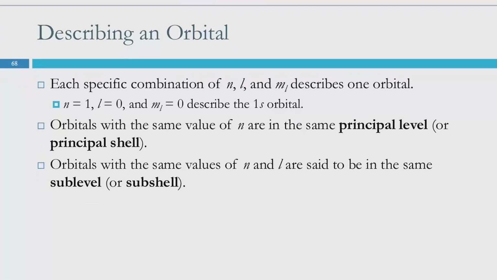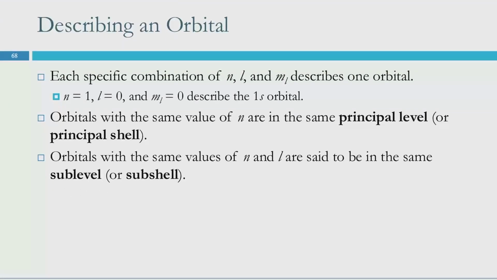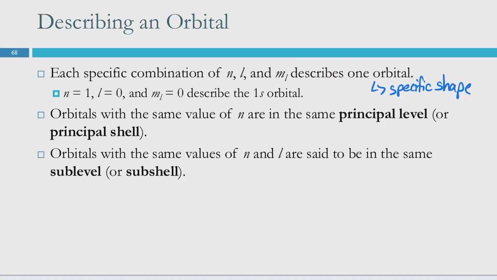Now let's look at orbitals. Each individual combination of n, the principal quantum number, L, the angular momentum quantum number, and m sub L, the magnetic quantum number, describes one orbital. And orbitals are a specific shape, what I've been referring to as one specific shape. N is our shell, L is our subshell, m sub L is the specific shape or the orbital.